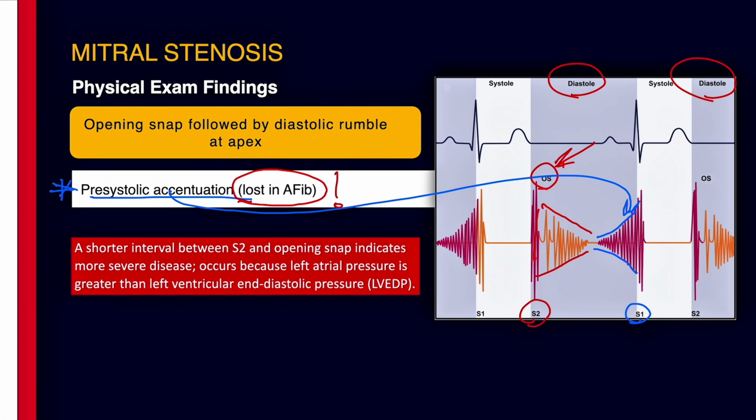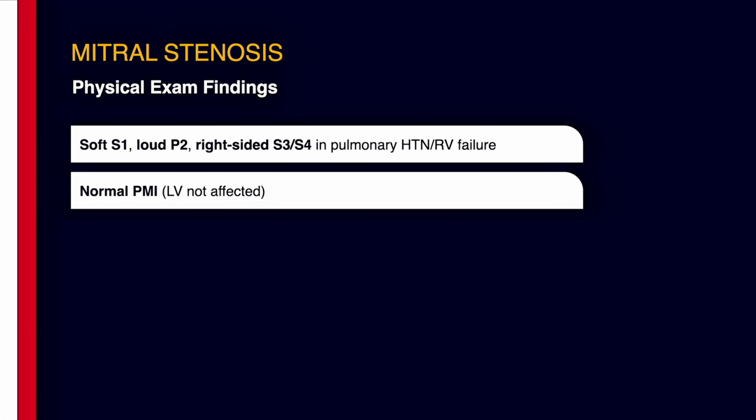Other heart sounds that you might hear in patients with mitral stenosis are, for example, a soft S1 for obvious reason. The thickened immobile valve doesn't close sharply, so S1 will be soft. P2 may be loud, for example, if the patient has developed pulmonary hypertension already. You might also hear a right-sided S3 or S4, especially if there is right ventricular strain or failure, for example.